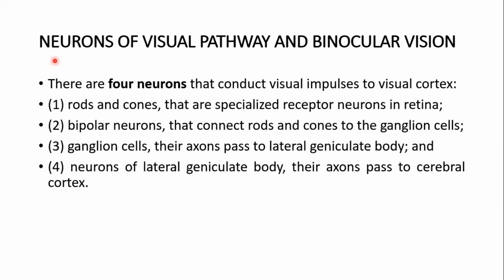Now, very, very important: neurons of the visual pathway and binocular vision. There are 4 neurons that conduct visual impulses to the visual cortex. Number 1 is the rods and cones that are specialized receptor neurons in the retina. Number 2, the bipolar neurons that connect rods and cones to the ganglion cells. Number 3 are the ganglion cells. Their axons pass to the lateral geniculate body. And number 4, neurons of the lateral geniculate body. Their axons pass to the cerebral cortex. These were the neurons of the visual pathway and the binocular vision.